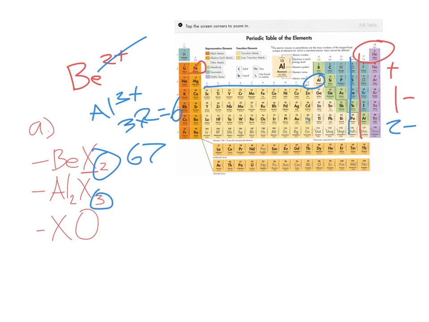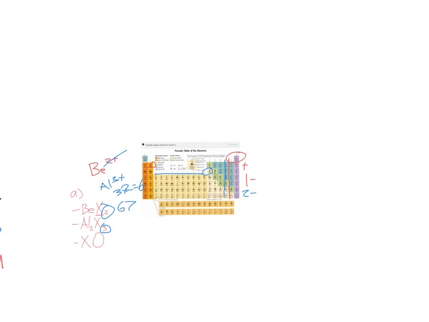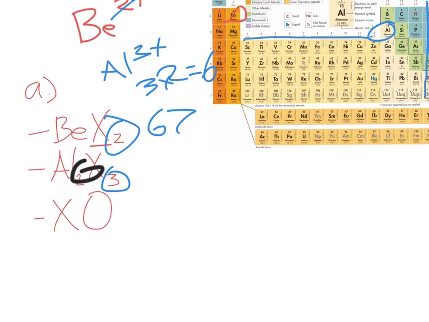Let me move over here. It'll be -6 plus 6, because aluminum would be 3 times 2, because there's 2 for the aluminum, and that'll be equal to 0. So then X would be group 6.